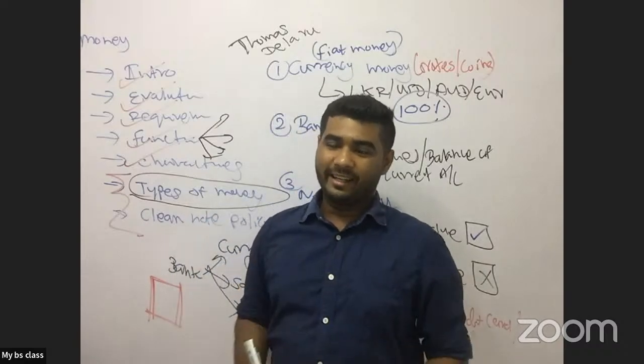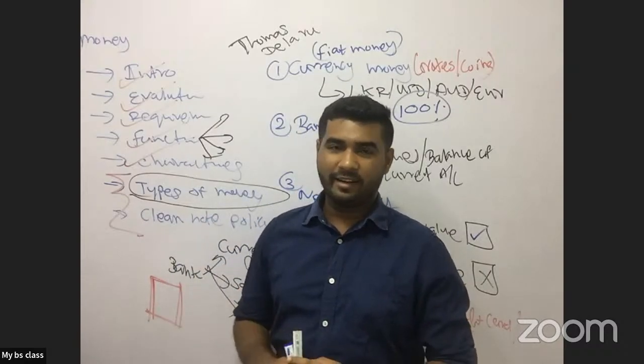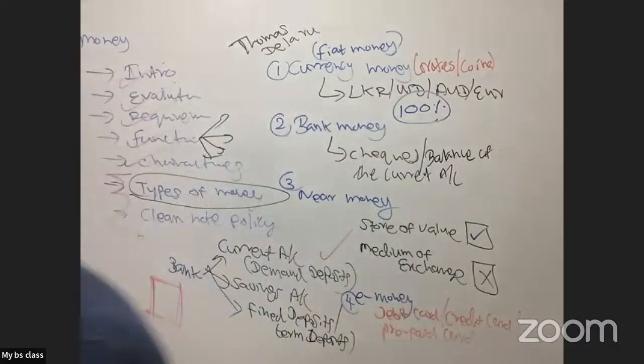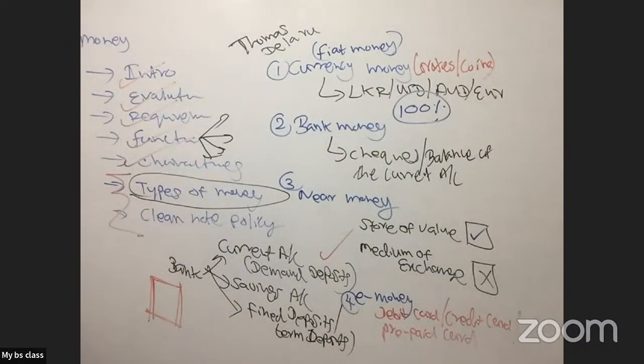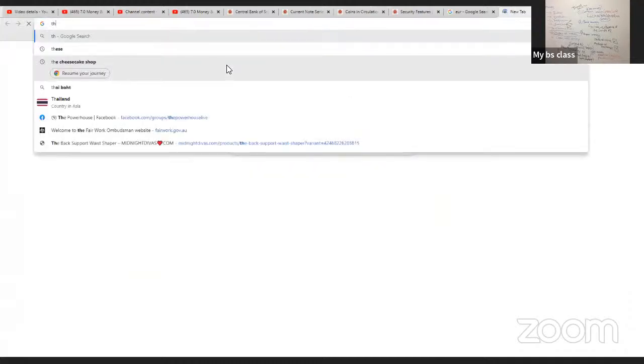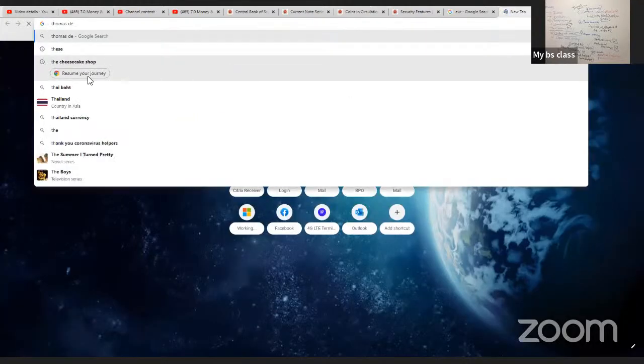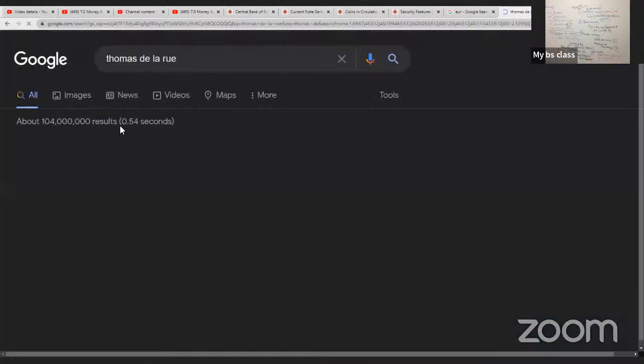Money is printed there, the bills for the central bank. It's an international company. They do print money for, I think, almost more than 100 countries. Thomas De La Rue Company.